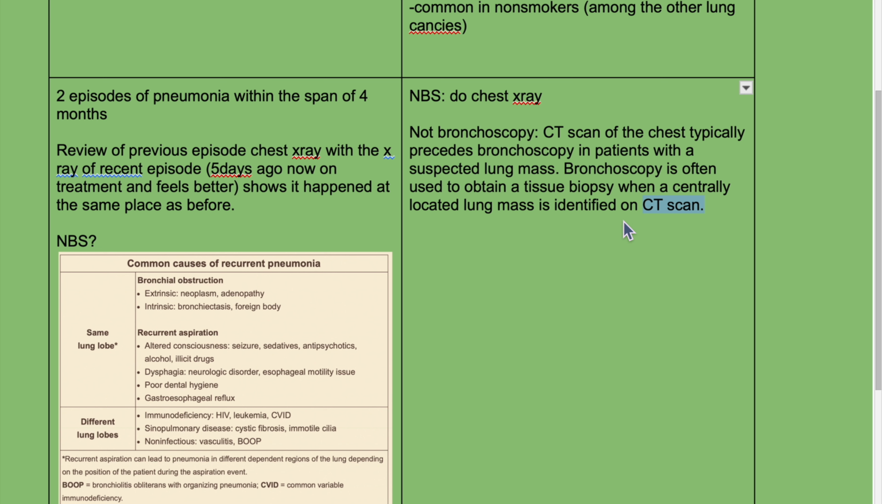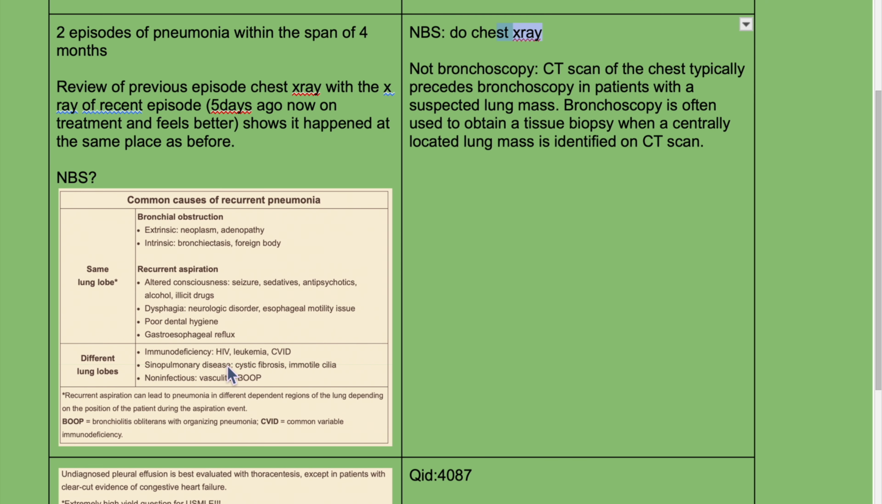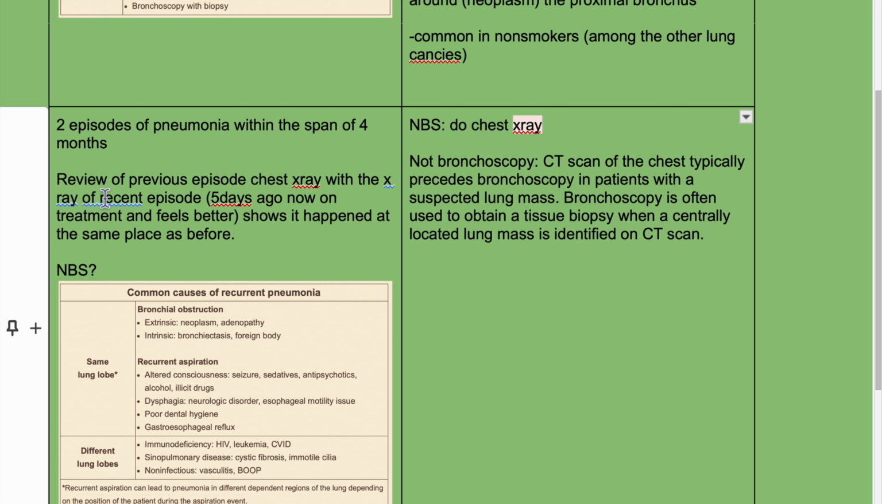Chest X-ray or CT scan? It's either or. Let's see what it says here. They didn't help. Okay, so I believe that is CT scan of the chest, because that's what it says here. Yeah, that might be wrong. It needs to be CT scan.